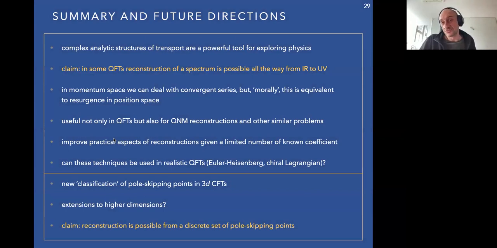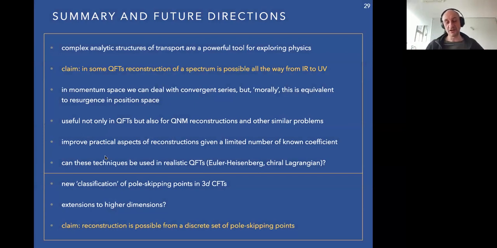What is work in progress is to make this more practical, to make the reconstructions better, to maybe learn what is the most efficient way of doing things. Should it be Darboux? Should it be Darboux-Padé? With some uniformization maps, it's to be seen what is the most efficient way to do this. And then, of course, the question is, can this be used for something more realistic, like Euler-Heisenberg, chiral effective theories, things like this? Okay, so that's the first part of the talk.